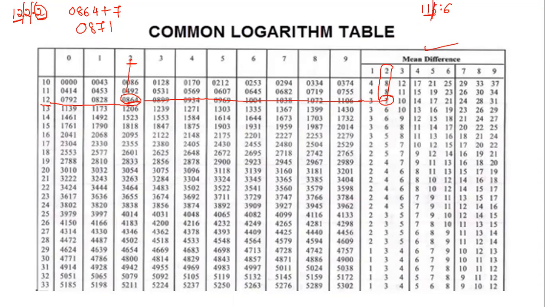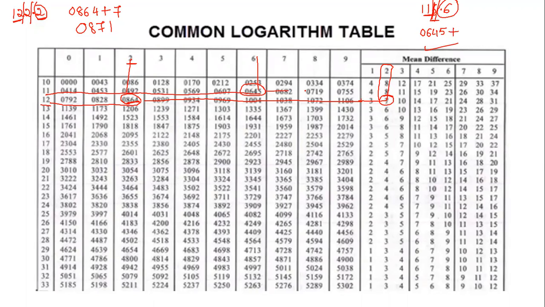11, 6 and 6. So first you have to see 11. That means the 11th row, 6th column. For 116, look in the 11th row, 6th column. So in this column we have to look at the 11th row. What comes there? That is 0645. Plus, we have to see the mean difference in the 6th column.